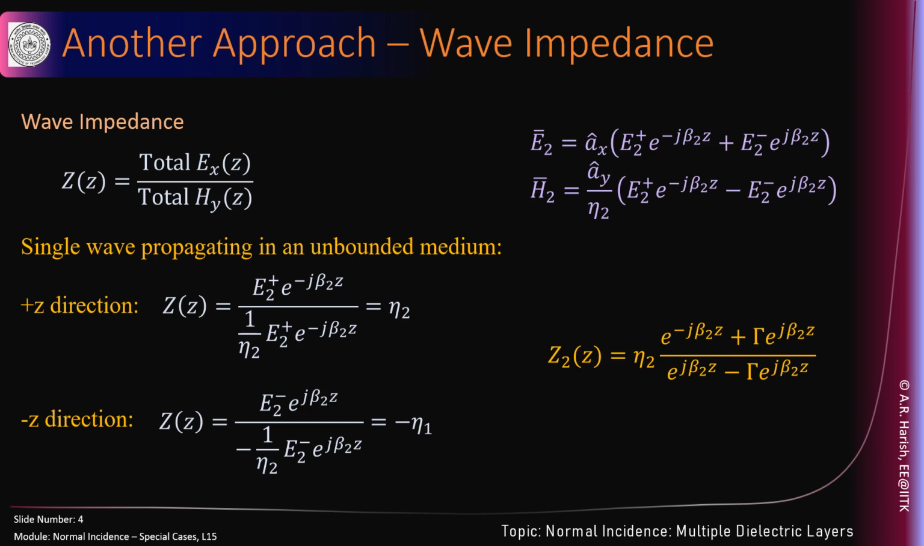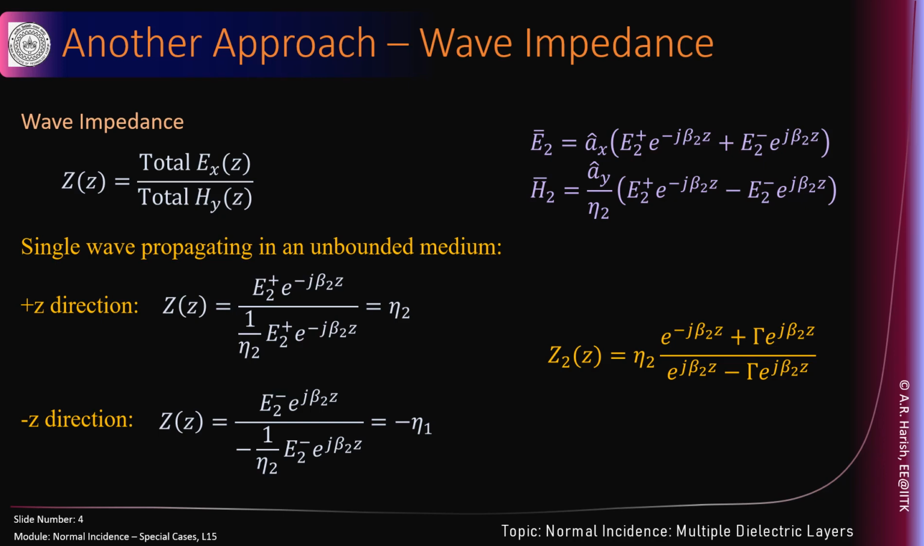Of course, if you take the ratio of E2 and H2 together for a combined both the waves, positive and negative, we get a nice result, eta 2 times e to the power of minus j beta 2z plus gamma e to the power of j beta 2z upon e to the power of minus j beta 2z minus gamma times e to the power of j beta 2z. Have you come across this in transmission line? Yeah, you have. Very similar looking equation. In fact, it is the same equation. No difference at all. The way we write it is slightly different.